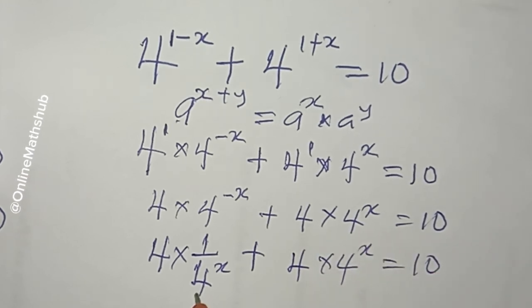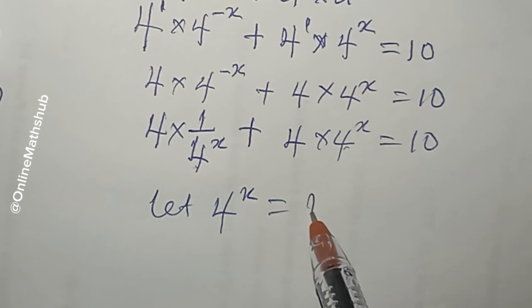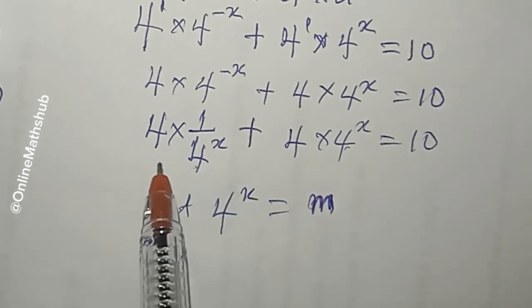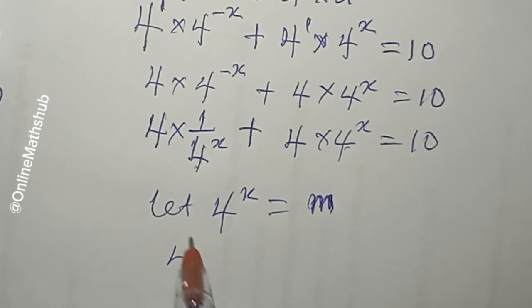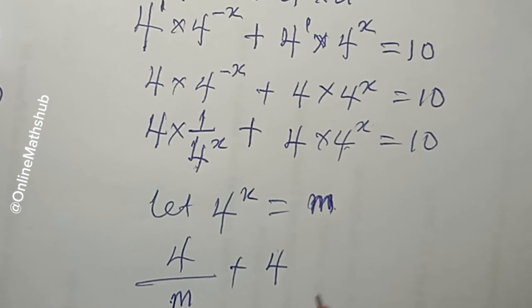You can see that we've got some common terms here, which is 4 power x and 4 power x. So what I'm going to do is set 4 power x to be a variable, let's say m, and substitute. So 4 times 1 over 4 power x, which we set to be m, gives 4 divided by m, plus 4 times 4 power x, which is now 4 times m, that is 4m, is equal to 10.